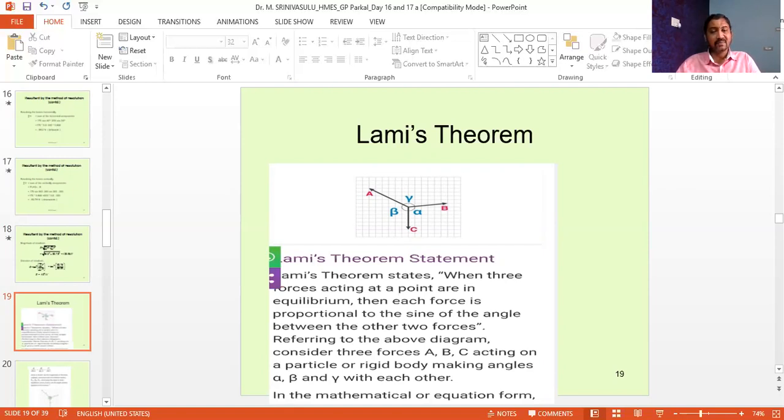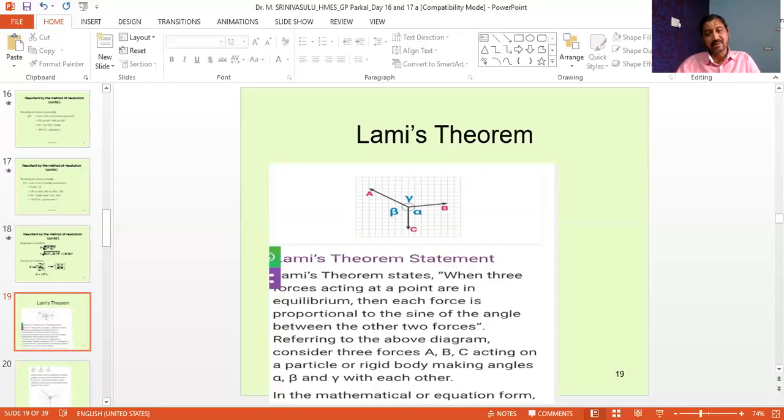That means when three forces are acting on a body and the forces are in rest condition, that is, the forces are in the equilibrium condition, that means the resultant of the three forces is equal to zero. Then only it is applicable. And in that condition, it will say something. So that is called the statement of the Lami's theorem.